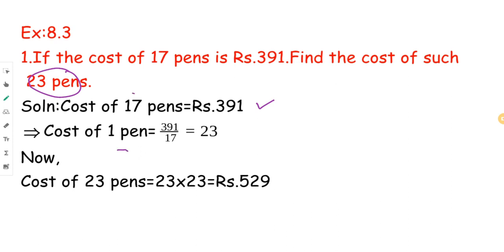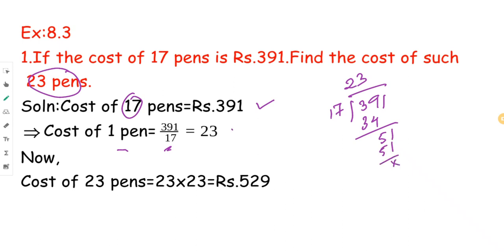So this 17 will go down here to the denominator. Now let's try dividing. We have 391 divided by 17. 17 to the 34, then I'll have here 51, then 17 3 is a 51. So now we know the cost of one pen is how much? 23. So we can find the cost of 23 pens.